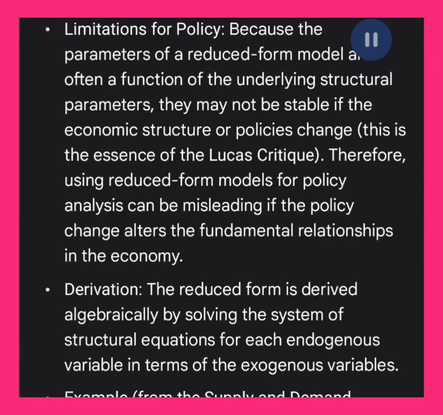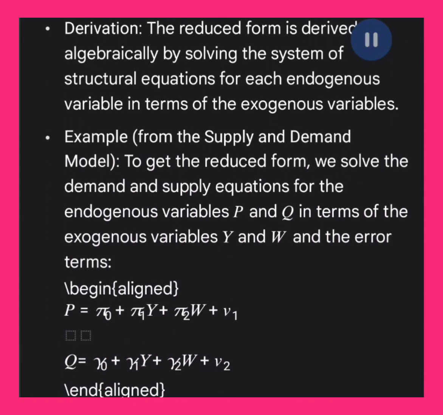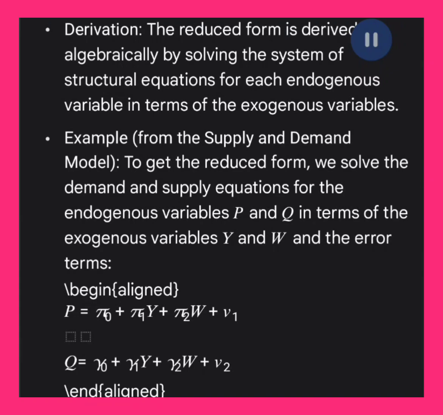the economy. Derivation. The reduced form is derived algebraically by solving the system of structural equations for each endogenous variable in terms of the exogenous variables. Example from the supply and demand model. To get the reduced form, we solve the demand and supply equations for the endogenous variables P and Q in terms of the exogenous variables Y and W and the error terms.